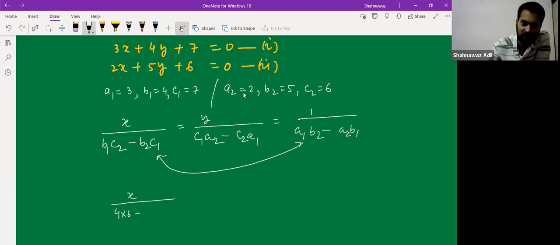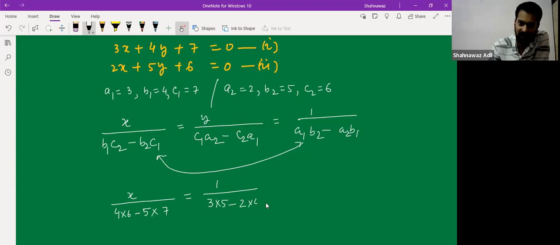minus B2 is 5, and C1 is 7. x by (B1 C2 minus B2 C1)... equals 1 by (A1 B2 minus A2 B1). A1 is 3 and B2 is 5, and A2 is 2 and B1 is 4, right?